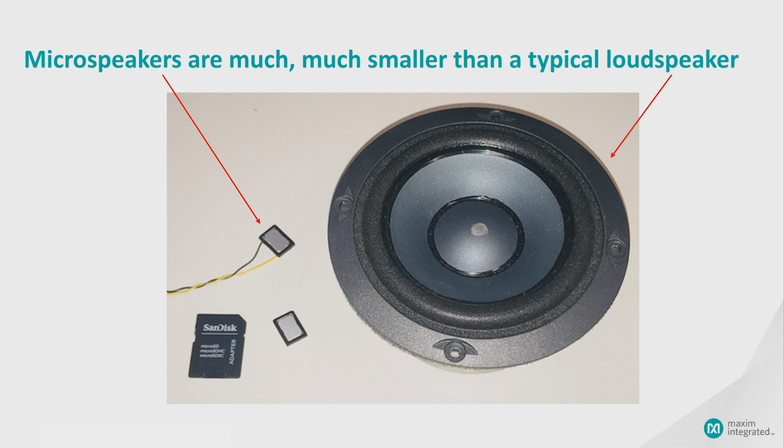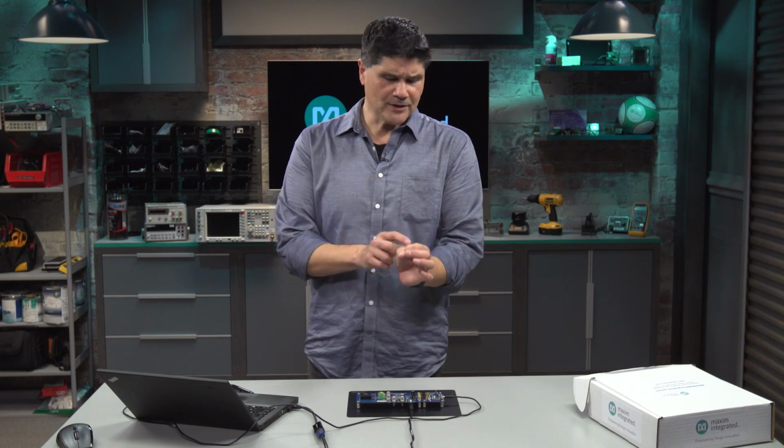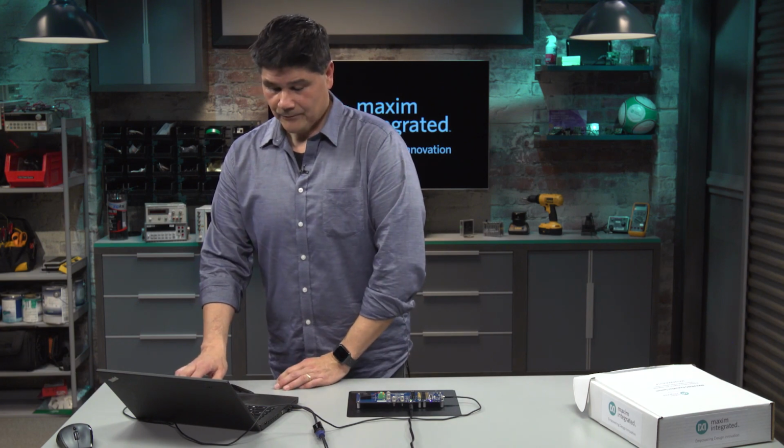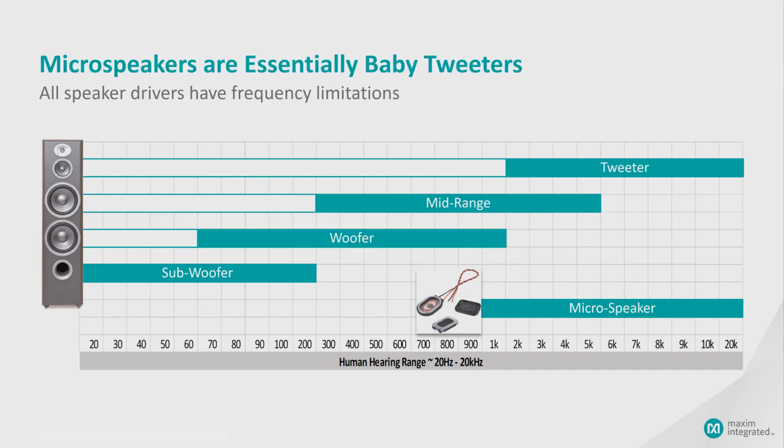This shows a picture of a typical microspeaker, similar to what we have here on the EV kit, against a typical home theater speaker. So you get an idea for the size and how much smaller they are. Typically, they're on the order of about 1 inch, or maybe 2 or 3 centimeters, for microspeakers. Since microspeakers are so much smaller, they have much more limited capability, so they cannot reproduce as low frequencies as typical speakers, and they cannot produce as much sound pressure either.